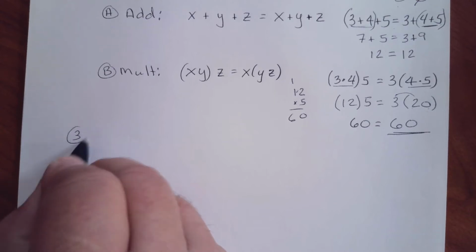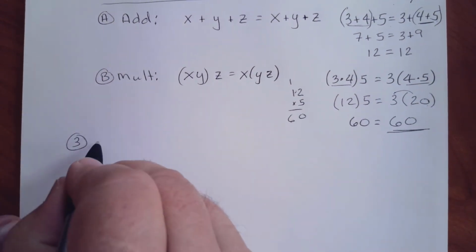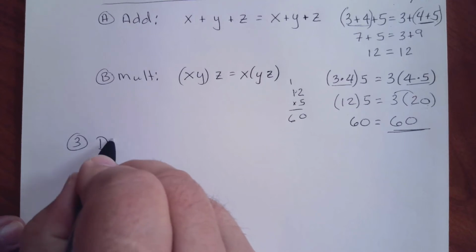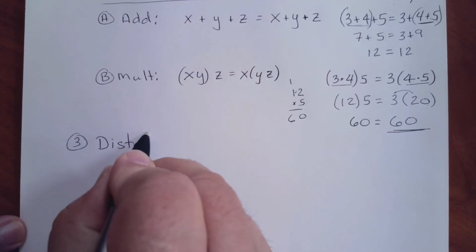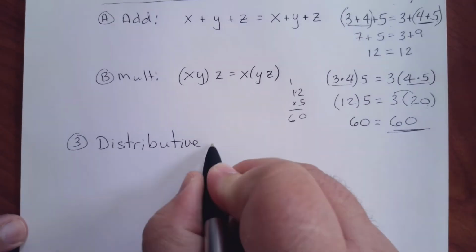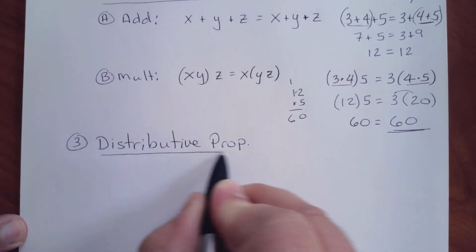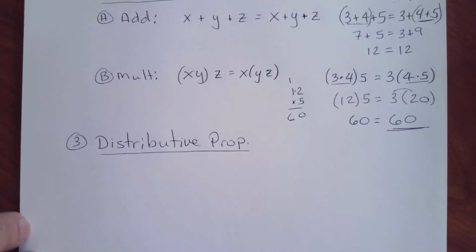You noticed, up until now, we had to separate addition and multiplication. Now we're going to combine them. The distributive property. Notice there's no word "of" after the end of this one. The distributive property.